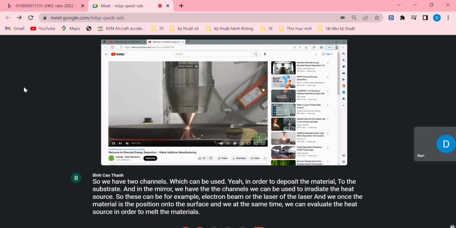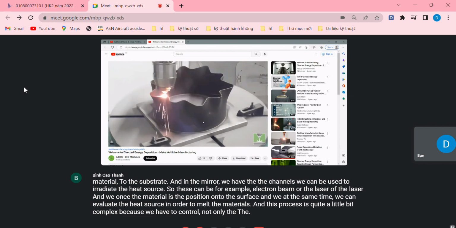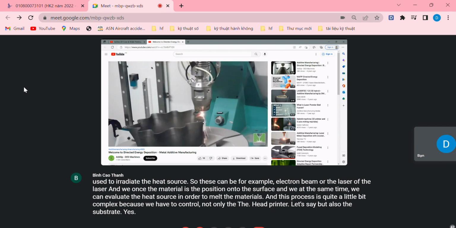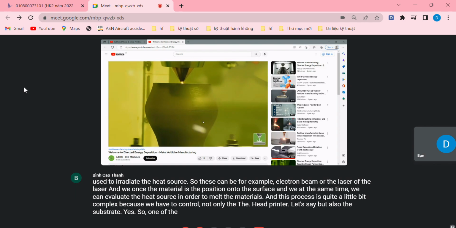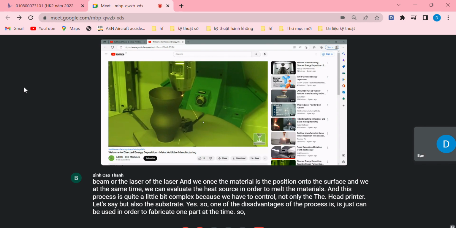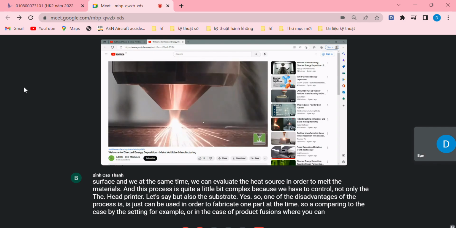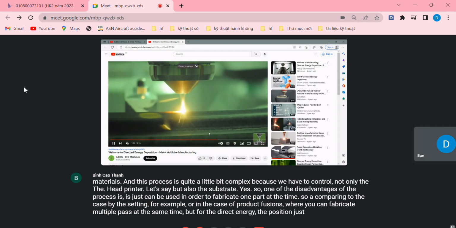This process is a little bit complex, because we have to control not only the head of the printer, let's say, but also the substrate. One of the disadvantages of the process is that it can only be used to fabricate one part at a time. Compared to binder jetting, for example, or powder bed fusion, where you can fabricate multiple parts at the same time, for direct energy deposition it is just one part at a time.